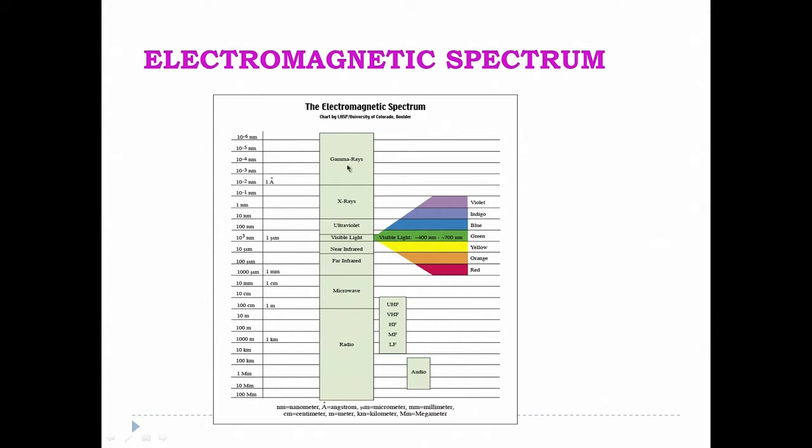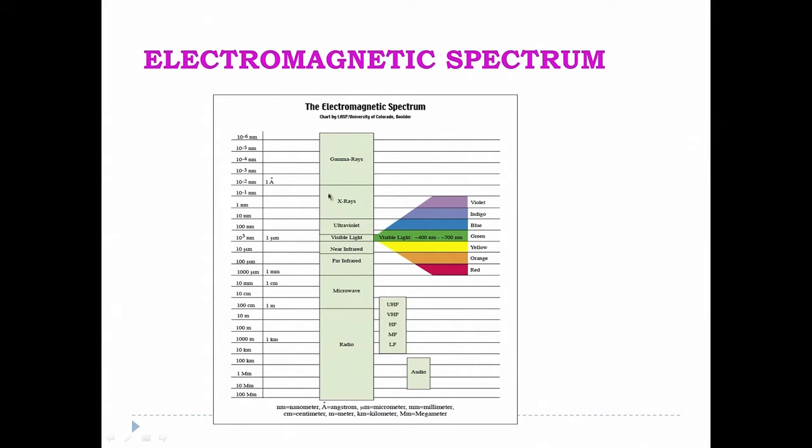In the middle I have gamma rays. Gamma rays range from 10 raised to minus 6 to 10 raised to minus 2 nanometers. The top 5 correspond to gamma rays. Below that I have X-rays. The wavelength range will be from 10 raised to minus 1 to 10 nanometers.